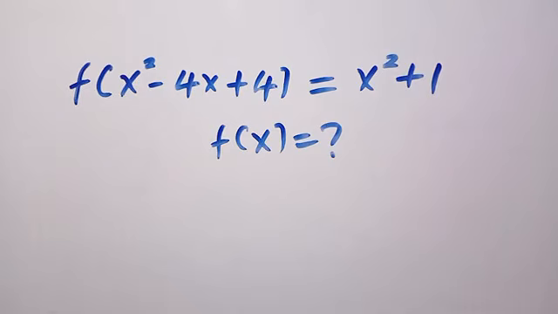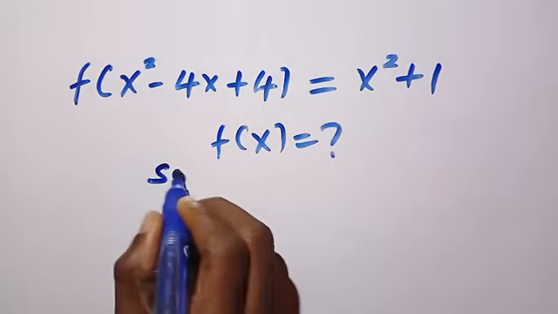Let's solve these nice functional equations. An interesting one. We have f of x squared minus 4x plus 4 equals x squared plus 1. And what is f of x? At the end of this video, we're able to know f of x, and I'll be answering some questions that follow. So let's see how we solve this.